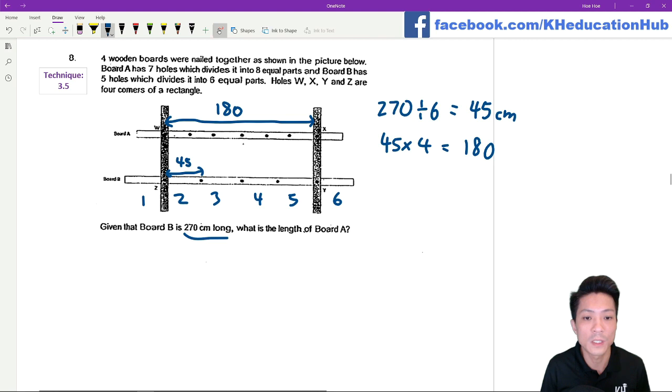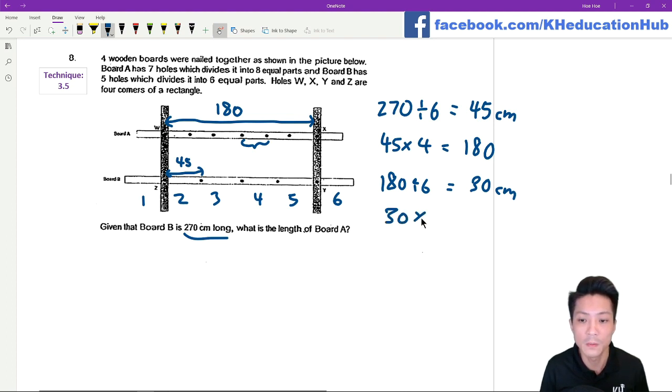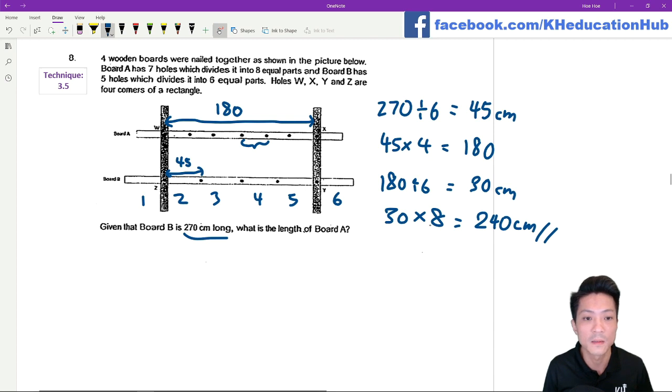Now I need to find the length of one of these gaps, which is 1, 2, 3, 4, 5, 6. 180 divided by 6 is 30 cm. To find board A, I will need to use 30 cm multiplied by 8, because board A is divided into 8 equal parts. 30 cm multiplied by 8. 240 cm is the answer.